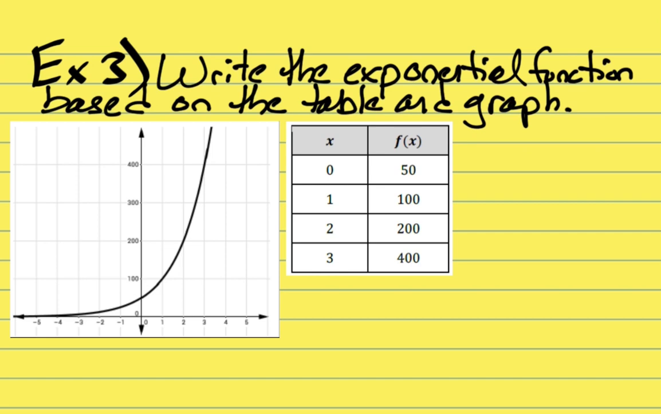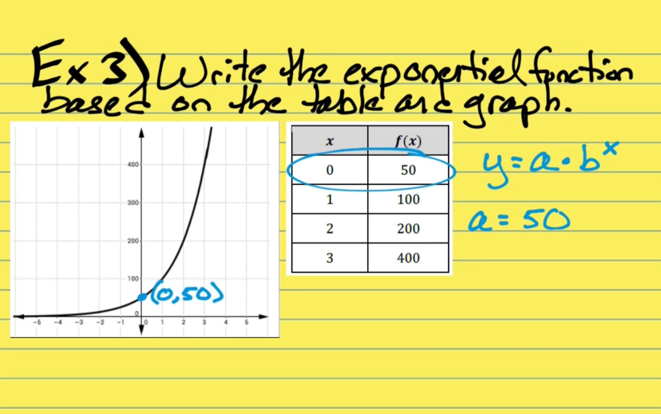Here we are just writing the function based on the table and graph. Again, we know that the exponential form is y equals A times B to the power of x. Well, what is A? Since A is the initial value, which is the y-intercept, which always has the x value of 0 associated with it, we can see that A equals 50. Notice how on the graph we can also see that the coordinate 0, 50 is right there on the y-axis. The value of B, the common ratio, we can get that by noticing that each of the output values are getting doubled. So that means we are multiplying by 2. Putting it all together, we have y equals 50 times 2 to the power of x.